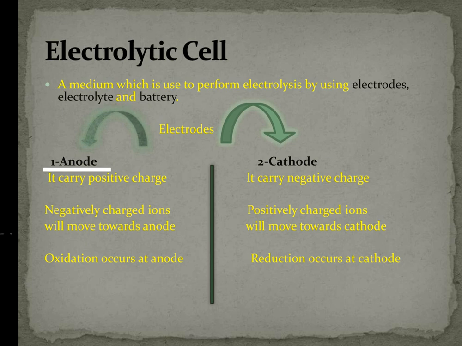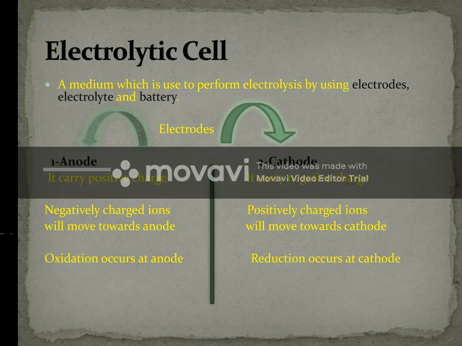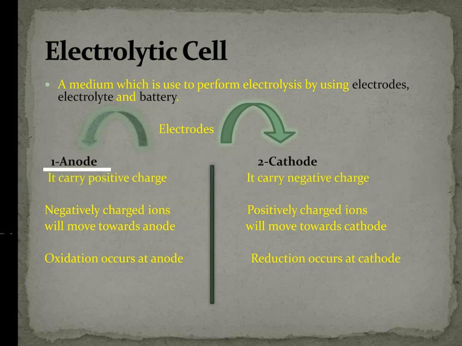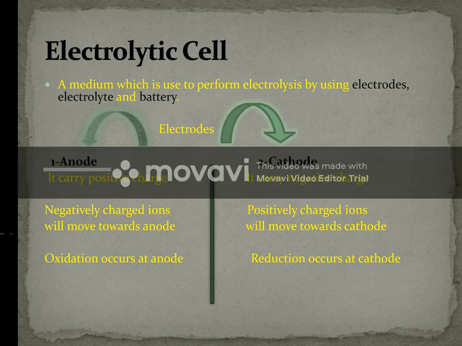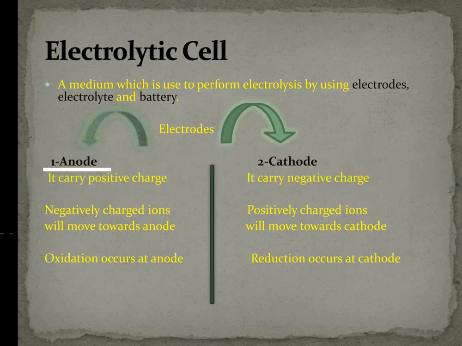So class, what is the function of the anode? The function of the anode is to perform oxidation, that is, loss of electrons. It carries positive charge and negatively charged ions will always be attracted towards the anode, as we have learned in our previous classes that opposite charges always attract. If the anode carries positive charge, then definitely negatively charged ions will move towards the anode. So the concept is: anode is positive, negatively charged ions move towards the anode, and hence oxidation takes place.